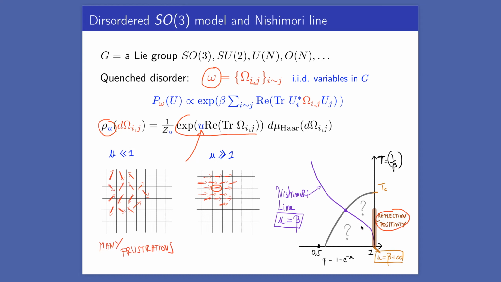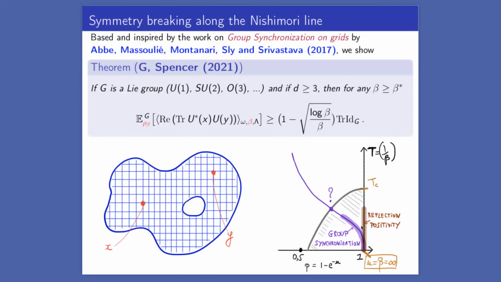So now let me switch to the main result. The work we did is highly inspired by a work which appeared in Bayesian statistics by Abbé, Massoulié, Montanari, Sly, and Srivastava a few years ago. And what they've shown is a property of group synchronization on grids. And I will tell you everything about this result later. So this will be one of the two main ingredients of the proof.